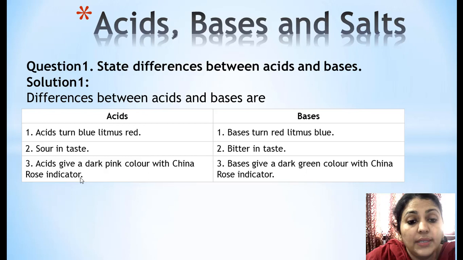The third difference, you can write the color change with any of the indicator. We have learned the color changes with many indicators like phenolphthalein, methyl orange, China rose, litmus, so many are there. So here we have written China rose indicator. China rose indicator is a natural indicator, right? So when we add China rose indicator into acid, it will give a dark pink color, while when you add China rose indicator into a base, which will give dark green color. Okay, clear? You can write the color change with any indicator.